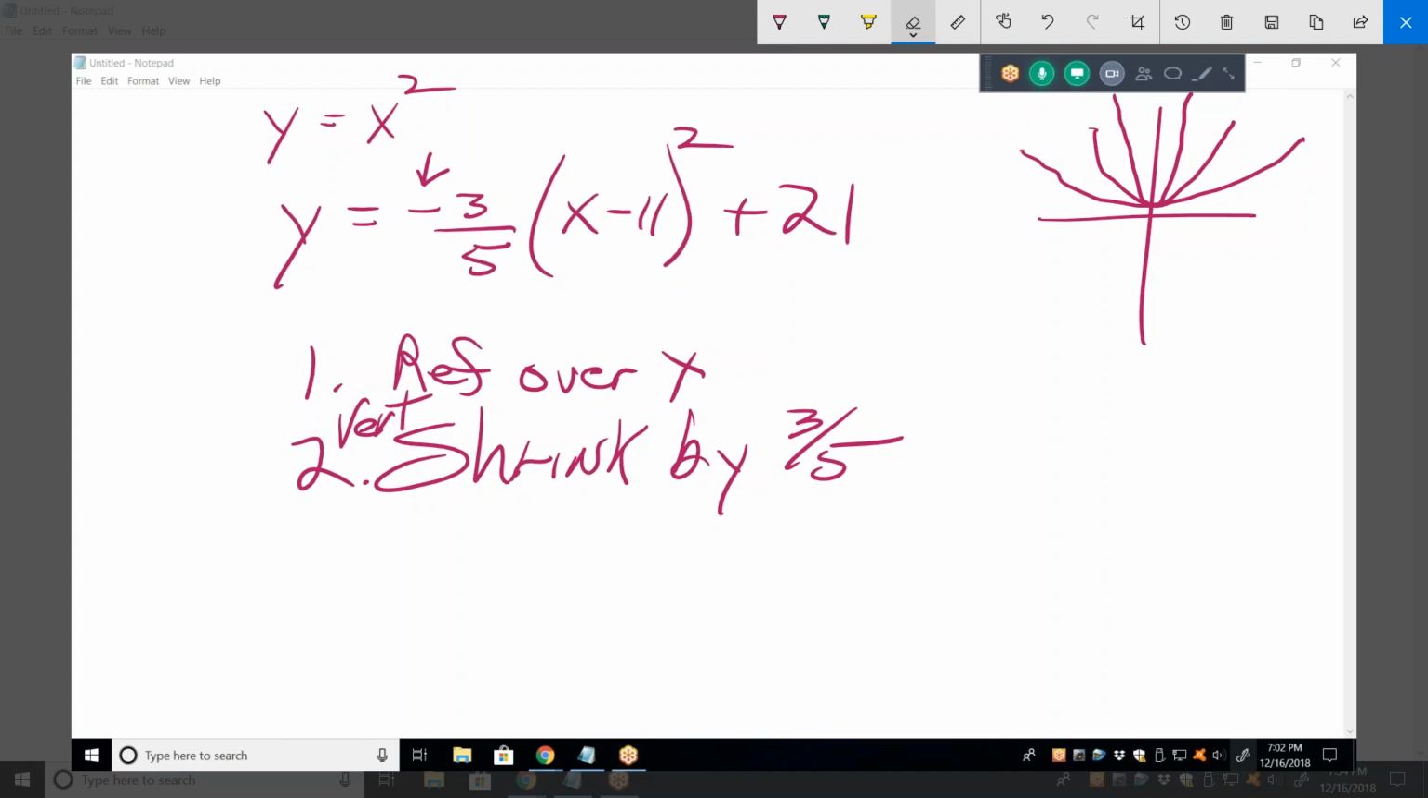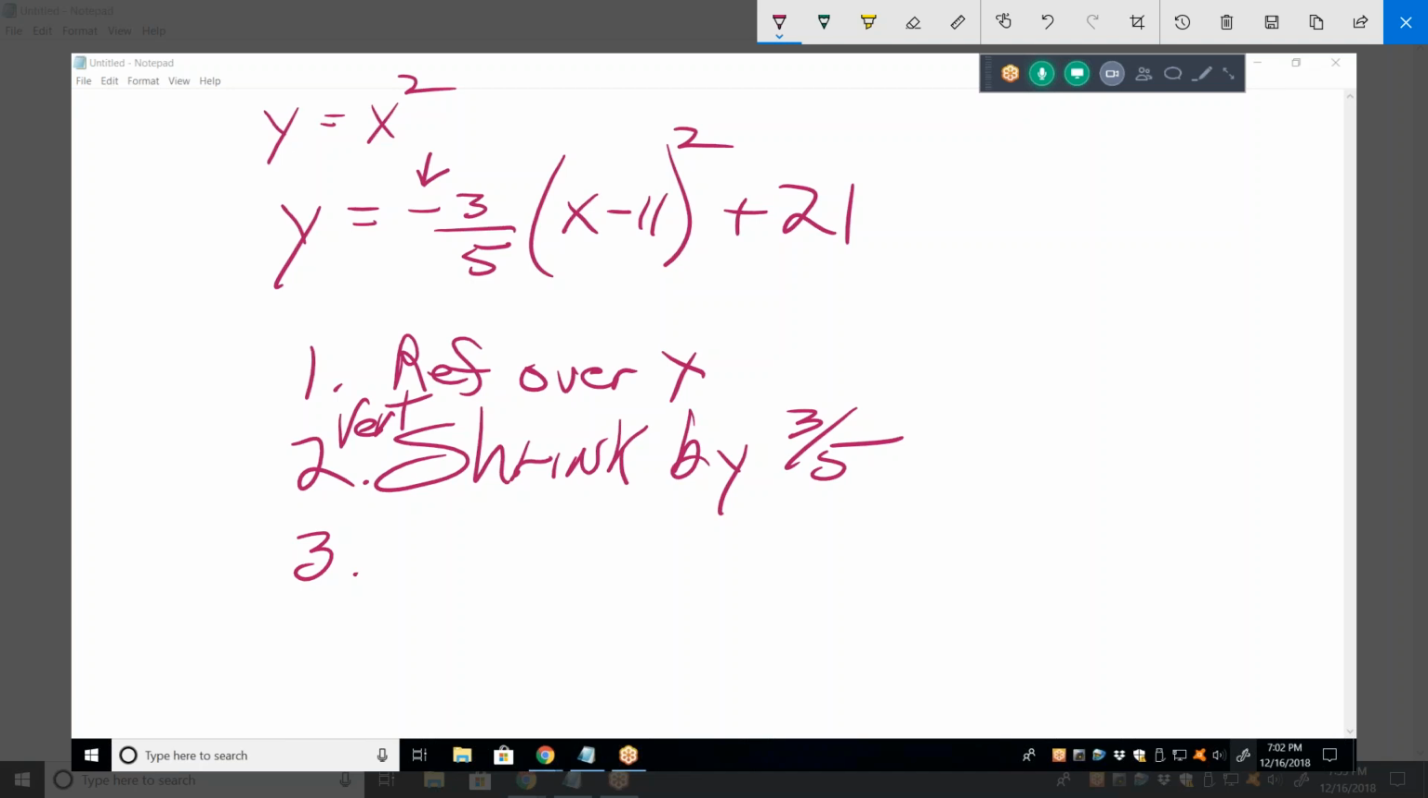Okay, how about that minus 11? What does that mean? Horizontal or vertical? Horizontal. Okay. Shift, stretch, or shrink? Stretch. Okay, it's being subtracted. Stretches and shrinks are multipliers. Shifts are always additions or subtractions.